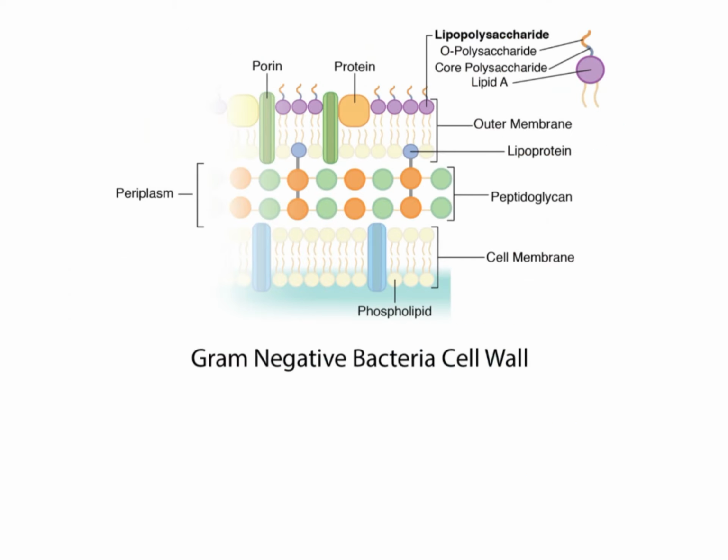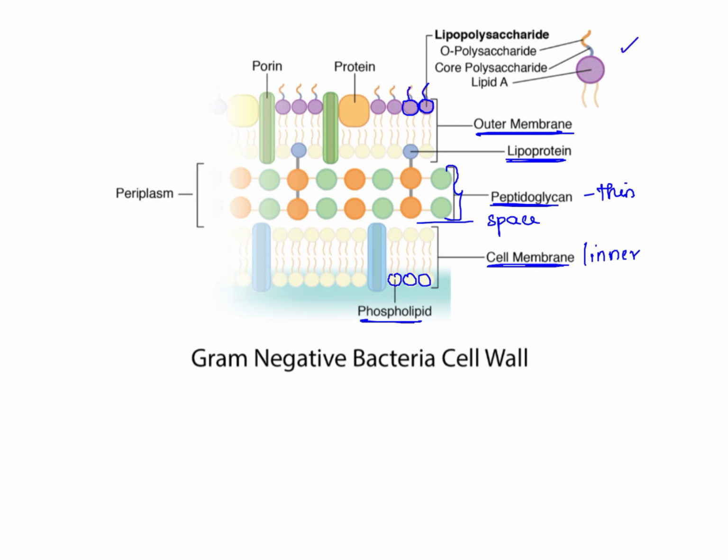Now let's clarify them with the original picture. Here is the exact picture. Here we can appreciate the cell membrane, that is the inner membrane of the cell wall, and these are the phospholipids of the cell membrane. Next to it comes the periplasmic space and the peptidoglycan layer, and then come the lipoproteins, which connect the peptidoglycan to the outer membrane. Outer to the outer membrane, we can appreciate the lipopolysaccharide. They have elaborated the picture showing the structure of lipopolysaccharide.